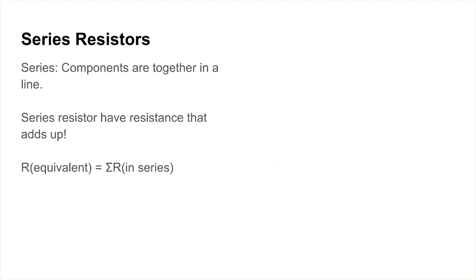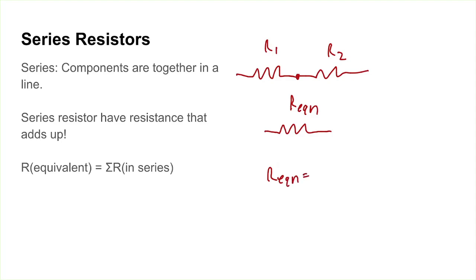So let's combine some resistors. The idea of series resistors, which means anything that's in series means the components line up. So you have a resistor, R1, and you have another resistor, R2. The series resistors add up to make an equivalent resistor. We can combine these two resistors into an equivalent resistor whose value is equal to the sum of all the resistors in series. So R1 plus R2. It's very simple.